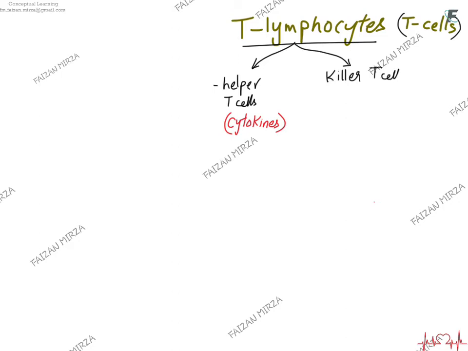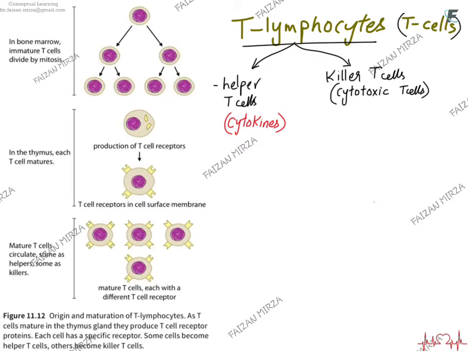Here we are discussing the T lymphocyte. This is the cell-mediated immune response. In the cell-mediated immune response, basically there are 2 types of T lymphocyte that we have to consider: the helper T cells and the killer T cells. Helper T cells are the ones which release cytokines, and the killer T cells are cytotoxic T cells.